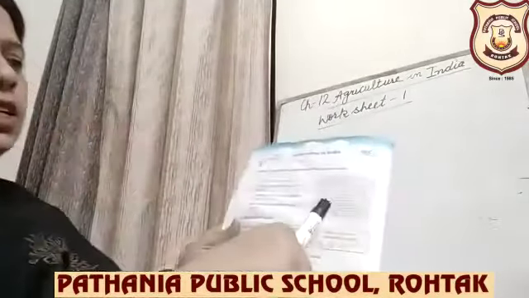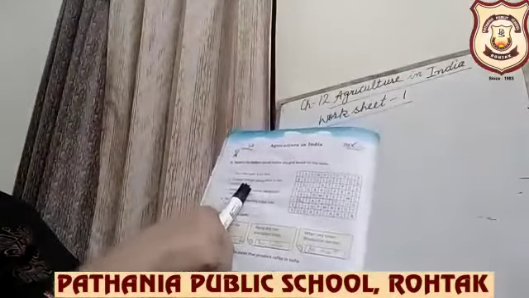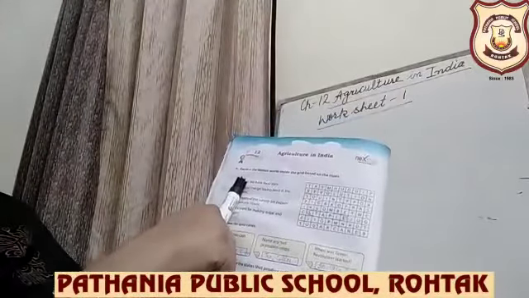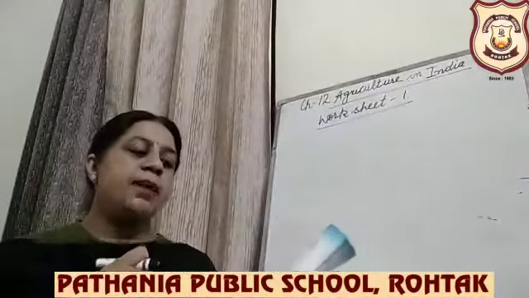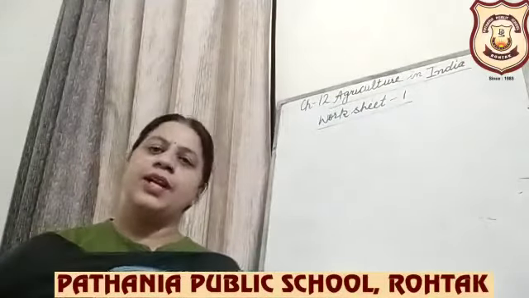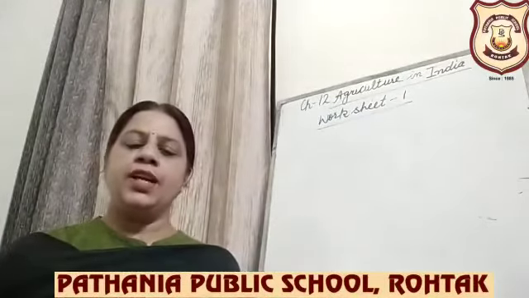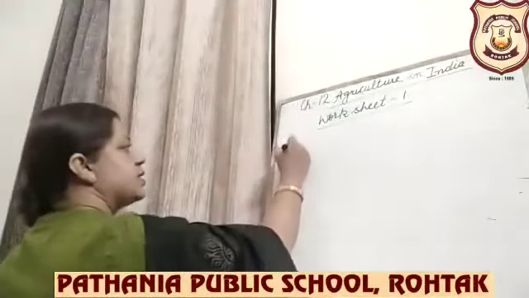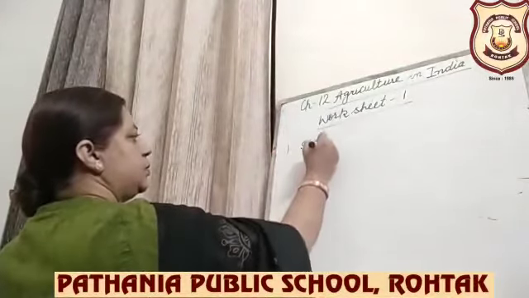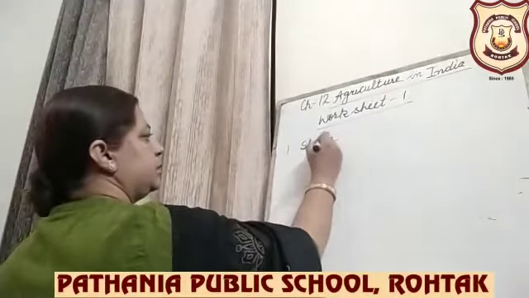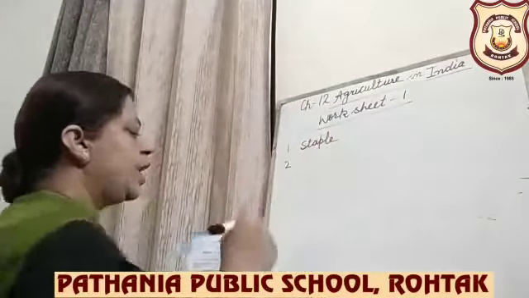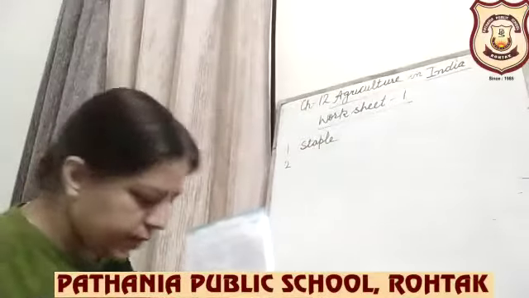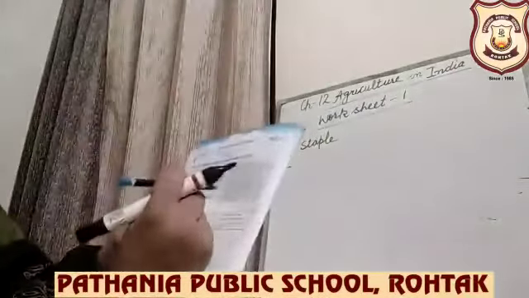Here, you just see, here is a grid and clues are given. So, you have to read the first one. This is the basic food item. Basic food item means staple food. Okay. You have to circle staple. Right. So, first is staple, here.